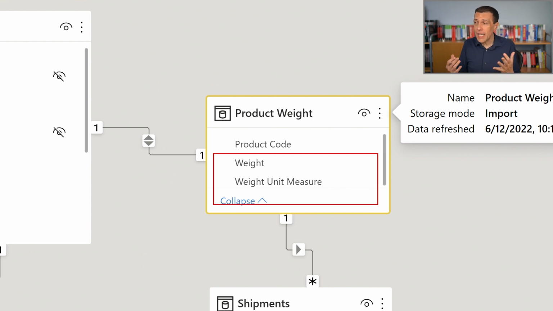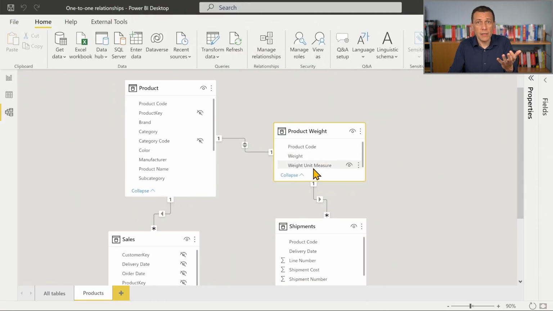I know that in my product weight table, I might not have all the products I have in the product table, but when I have a product, there is only one product there. So there is only one product code at that point. Of course, if we don't have a product code with a particular weight and we try to analyze the corresponding product in a product table, I want to see blank, which is exactly the behavior that I expect from the one-to-one relationship. What about the opposite?